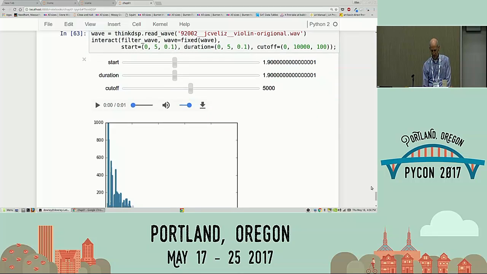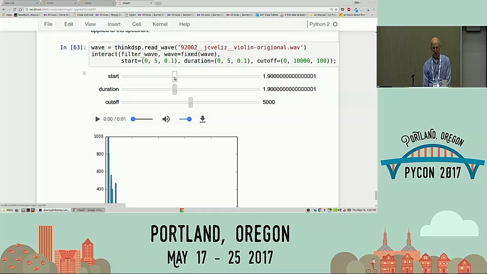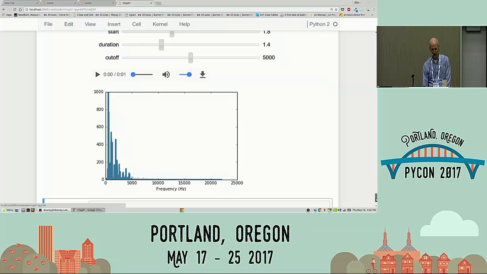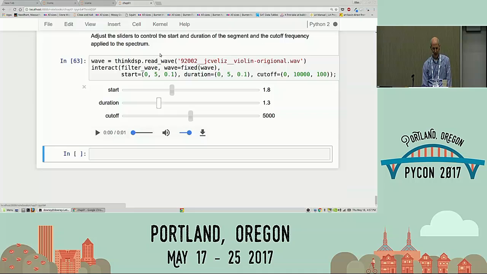So what this gives you is these three widgets. You can specify where you want to start the recording, how long the section is that you want to look at, and it will show you what the spectrum looks like for that little snippet of the recording. And then you can play it and hear what it sounds like. So that's a chunk of the recording. I'm actually going to make that a little bit shorter.